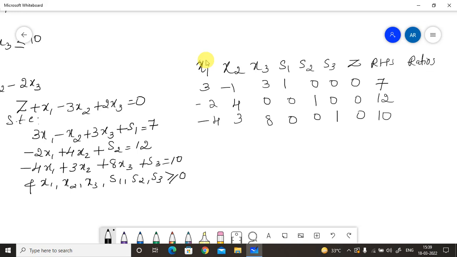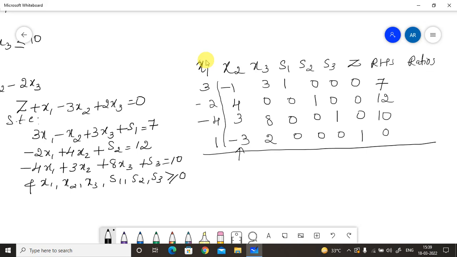Now we write the objective function: the x1 value is 1, then minus 3, this will become 2, and these three slack variables are 0, then z is 1, and RHS is 0. Done with writing the table. Now we have to find the negative value. Here we are not getting the optimal solution because in the last row we have one negative value and the rest are all positive. Considering the negative value as the entering variable, we encircle this entire column and get the ratios.